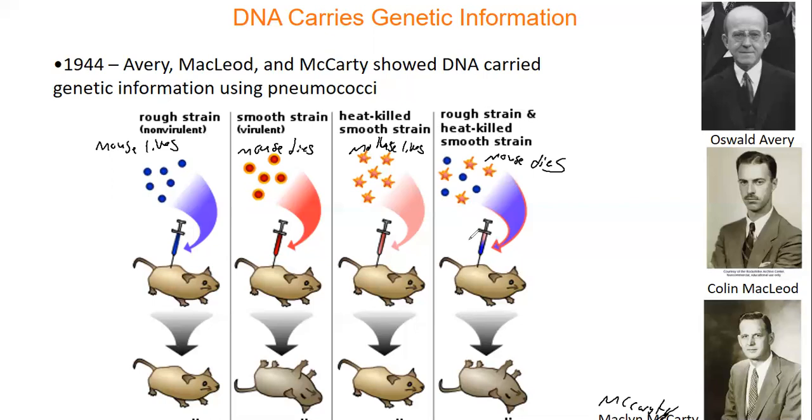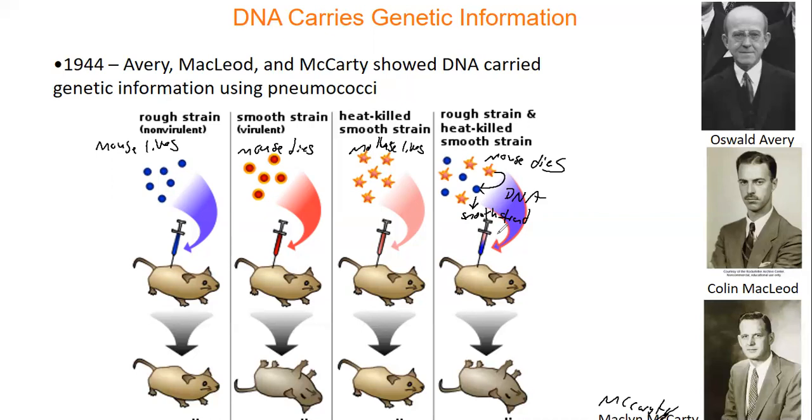And what they were able to find out is that it was the DNA that was leaving the smooth strain bacteria, and the rough strain was taking up that DNA and transforming themselves into smooth strain. So basically the non-virulent bacteria would take up DNA and become virulent. So this was one key experiment that showed that it was DNA.